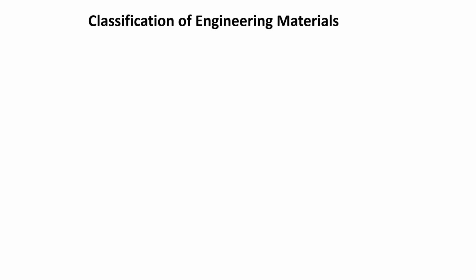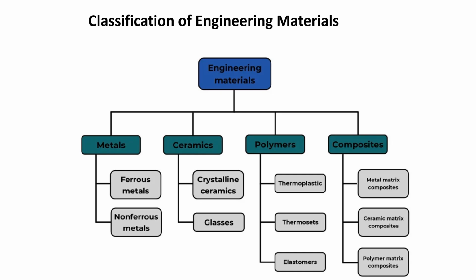Now let's talk about the classification of engineering materials. Engineering materials are broadly classified into four categories. First one is metals, ceramics, polymers, and composites. Let's talk about metals. Metals are strong, durable, and malleable. They can be divided into ferrous metals, which contain iron element, and non-ferrous metals, which do not contain iron element.